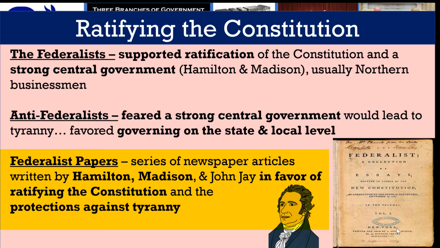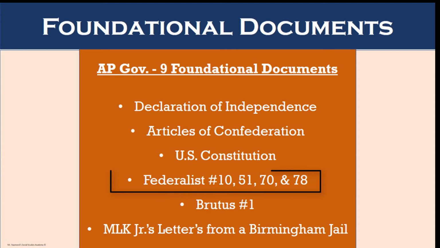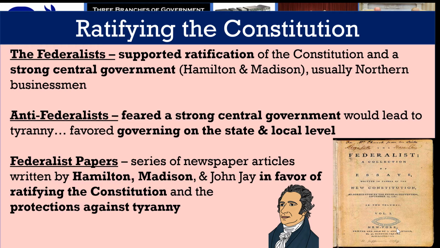3 men, Alexander Hamilton, James Madison, and John Jay, wrote a series of newspaper articles called the Federalist Papers to convince the people or the states to ratify the Constitution. And you're responsible for knowing 4 of the Federalist Papers, 2 of which we'll look at in a minute.